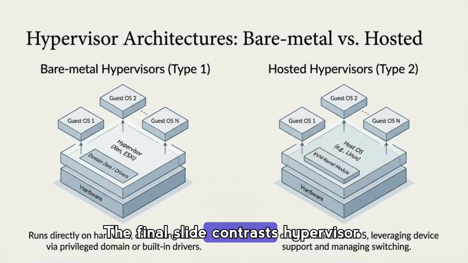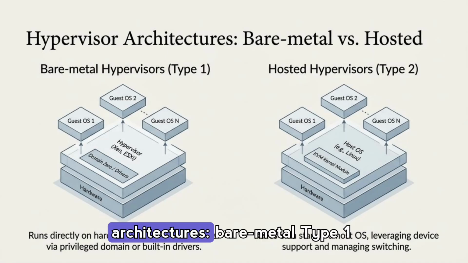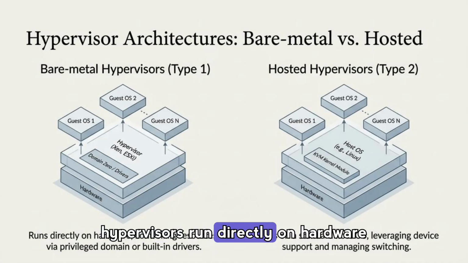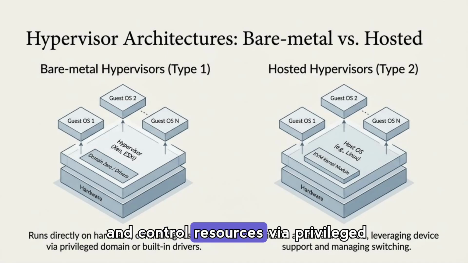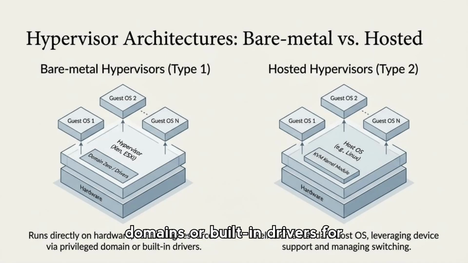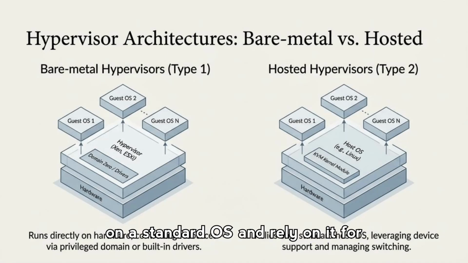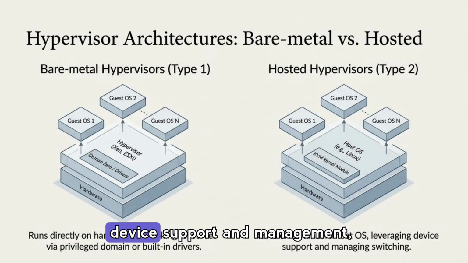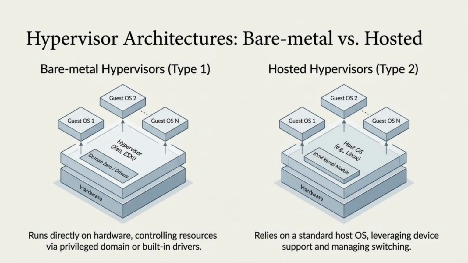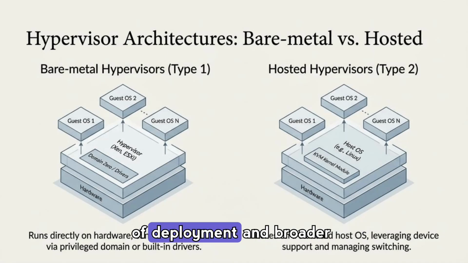The final slide contrasts hypervisor architectures. Bare metal, Type 1 hypervisors run directly on hardware and control resources via privileged domains or built-in drivers for maximum performance and control, while hosted Type 2 hypervisors run on a standard OS and rely on it for device support and management, trading some performance for ease of deployment and broader hardware compatibility.